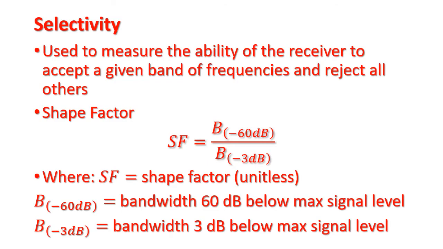Receiver parameters. Selectivity. Selectivity is used to measure the ability of the receiver to accept a given band of frequencies and reject all others. Shape factor. This is abbreviated SF. It is a unitless quantity and is equal to the bandwidth, that is 60 decibels below the max signal level, divided by the bandwidth, 3 decibels below the maximum signal level.